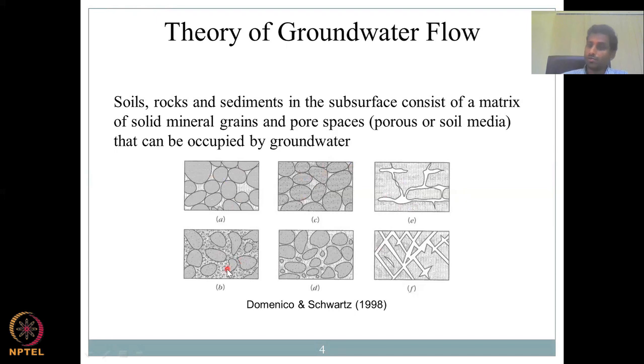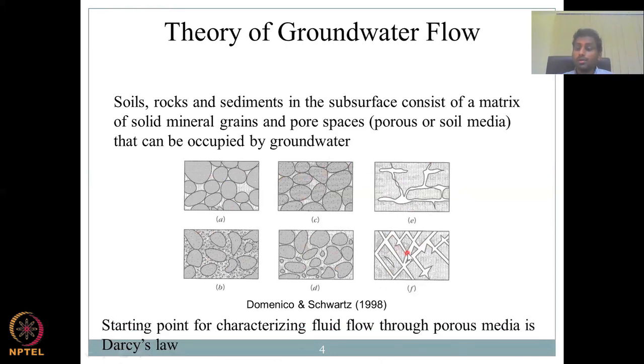We have a mixture of these bigger and smaller sediment sizes in the soil medium, and also water in and out of your soil medium and the fractures in different formats. So all these would give a potential place for water to store, and once enough water is stored and connections are made, it starts to flow. So that is the starting point for characterizing fluid flow.